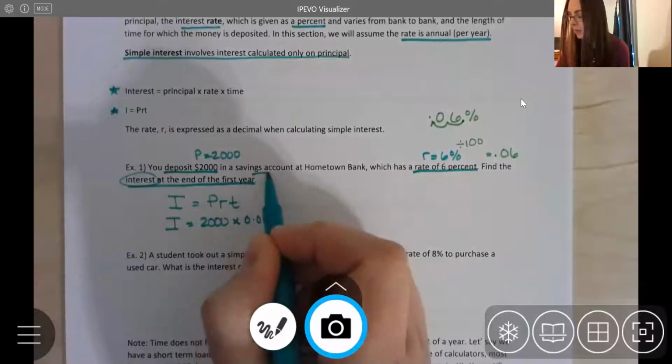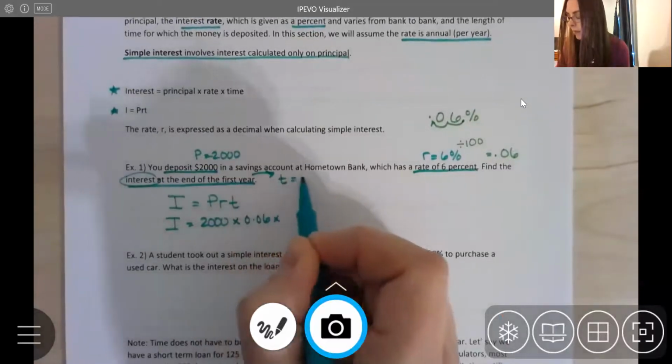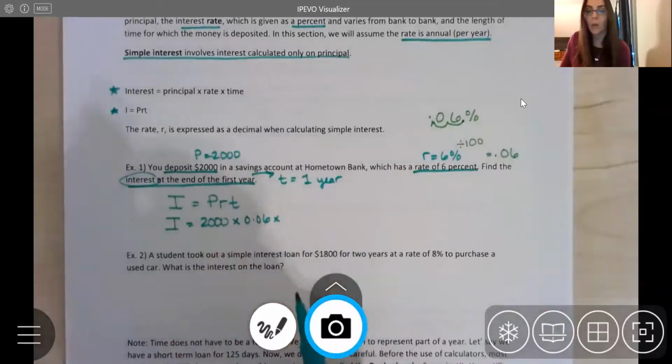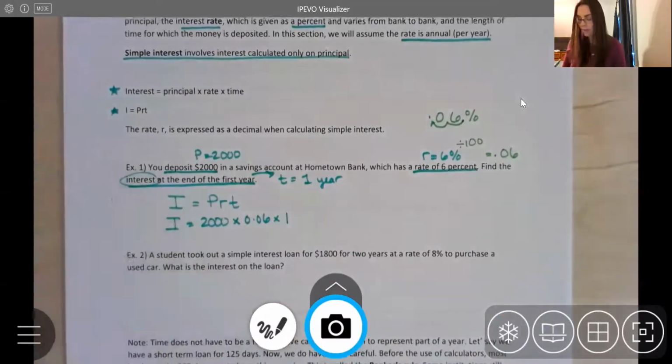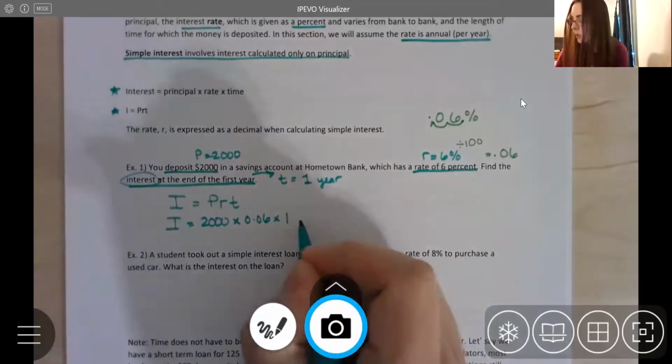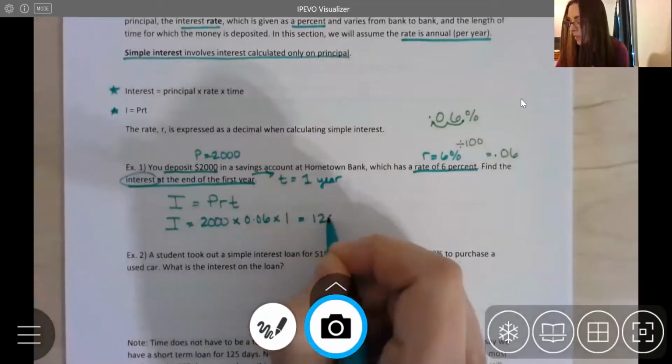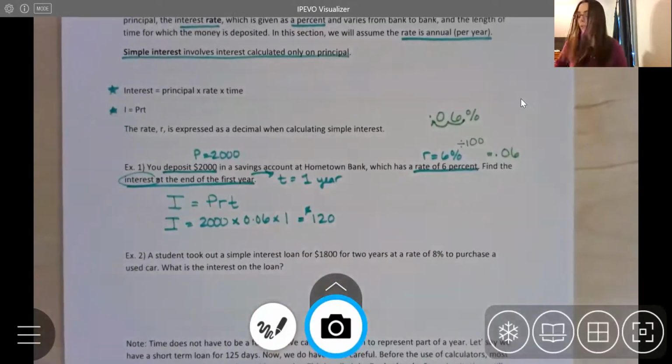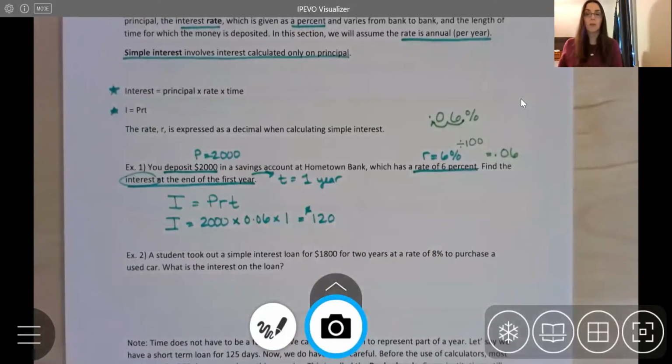Now your time, so it's only been 1 year, right? Because we're going to calculate this at the end of the first year, first meaning 1. So we're multiplying by 1 here. Using our calculator, you get $120 even. So your interest after the first year is $120. This is the amount that the bank would pay you as a fee for letting them utilize your money while it's in their bank.